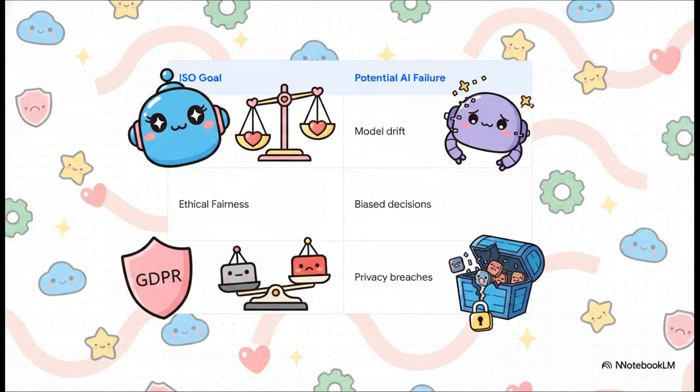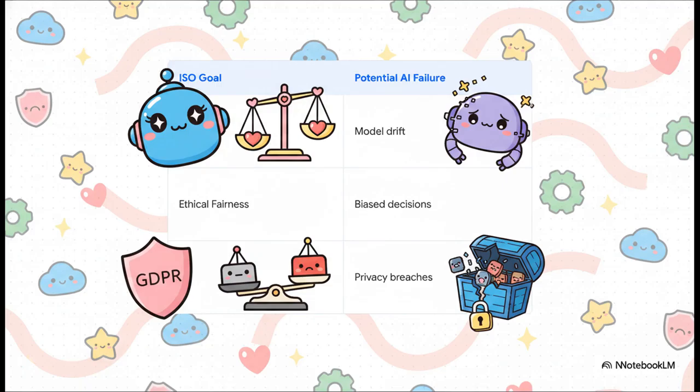To put this into perspective, we just have to map the standard's big, bright goals against the terrifying real-world failures we're trying to dodge. It's like a giant puzzle where every piece matters. If our primary goal is AI quality, well, the corresponding failure we're fighting is model drift, where the AI basically gets sloppy and inaccurate over time.